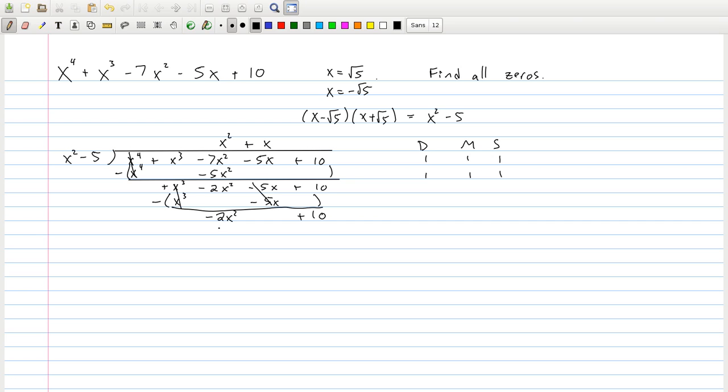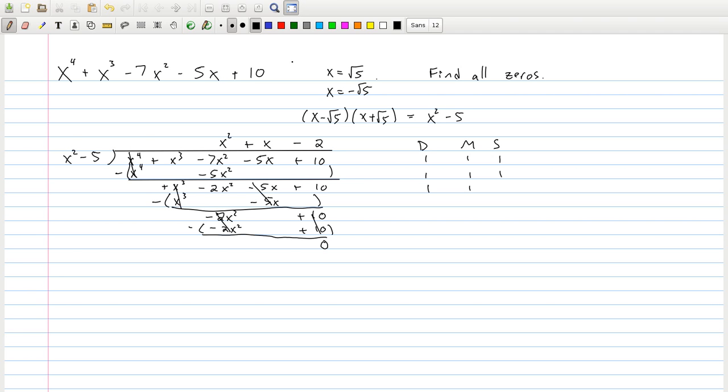Then we divide again. Negative 2x squared divided by x squared is negative 2. Multiplying, negative 2 times x squared minus 5 gives us negative 2x squared plus 10. And then if we subtract, negative 2x squared subtract negative 2x squared will cancel. 10 subtract 10 cancels to give us a remainder of 0, and that's good. That says that x squared minus 5 went into our polynomial evenly, and that confirms that x equals radical 5 and x equals negative radical 5 are zeros.